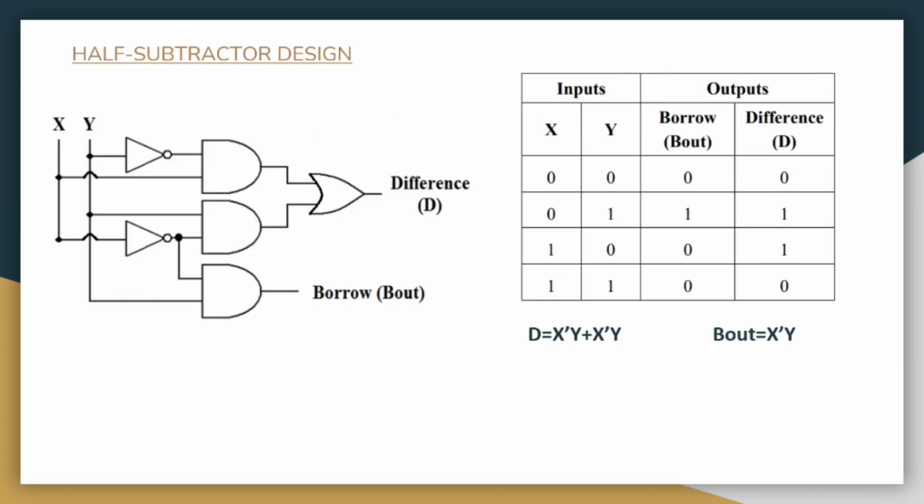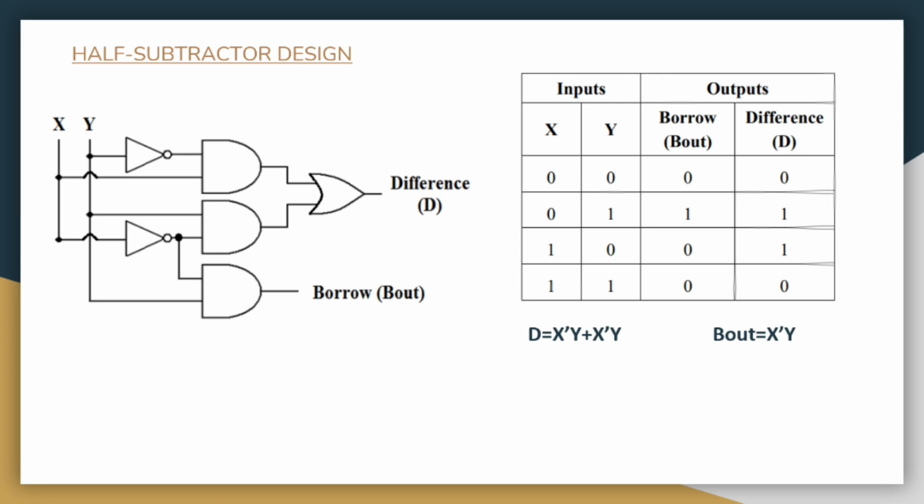Similarly, in the half subtractor design, we'll take two inputs as X and Y and two NOT gates of X and Y, three AND gates and one OR gate. The two inputs X and Y and the two outputs borrow out and difference.